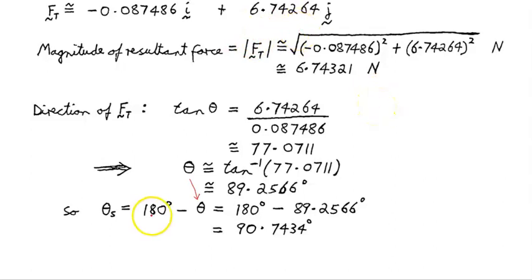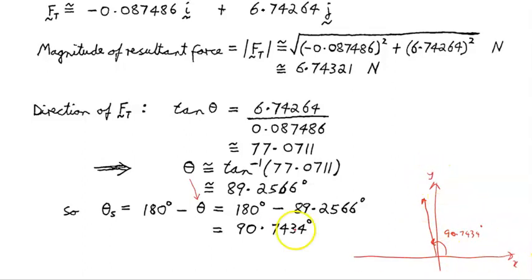And so the solution is 180 degrees minus theta, the related first quadrant angle. So 180 minus that gives us 90.7434 degrees. If we plot it, it is just a little bit past the vertical, making a total angle of 90.7434 degrees, just a little bit over the vertical. That's that.